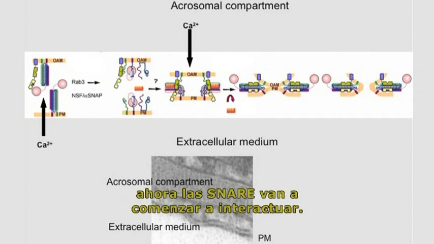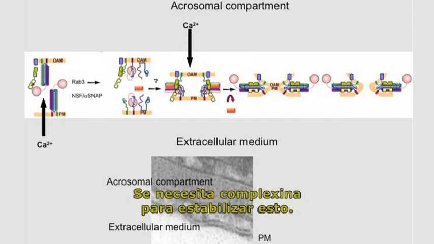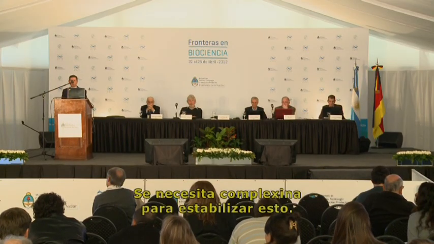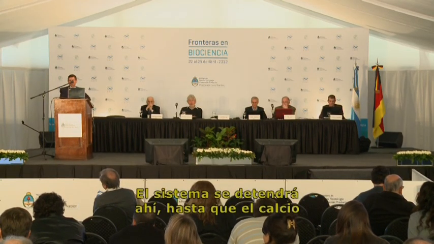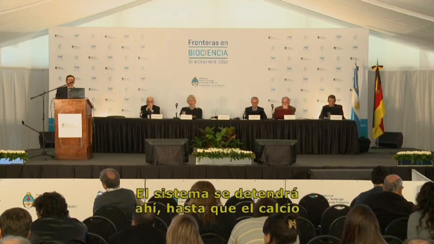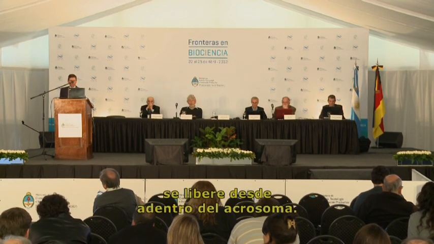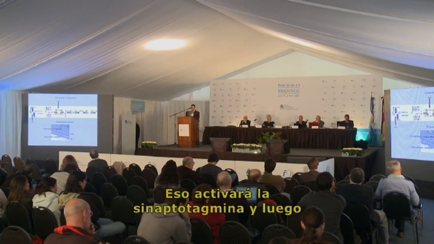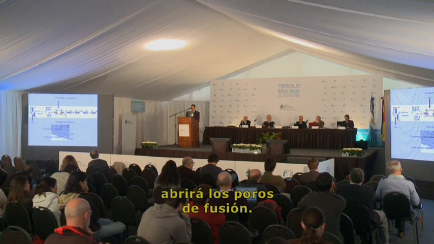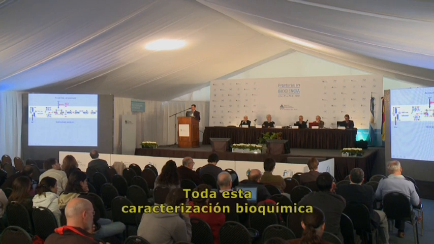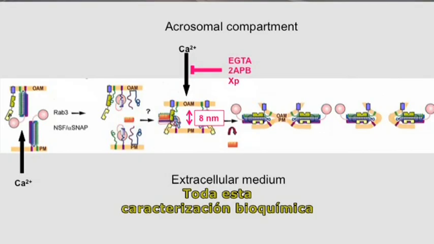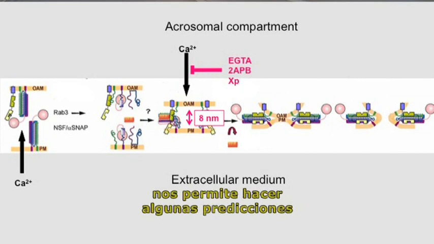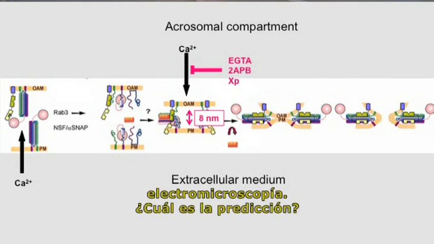SNAREs will now interact in trans, and this requires complexin to stabilize this. And the system will stop there, until calcium is released from inside the acrosome. And that will activate synaptotagmin and then will open the fusion pores. But then, all this biochemical characterization led us to some prediction that we can test by electron microscopy.